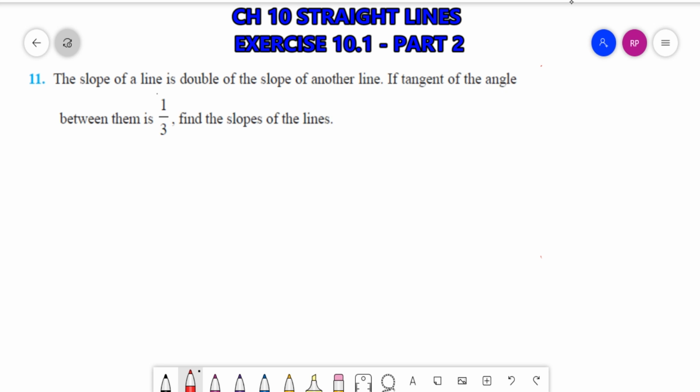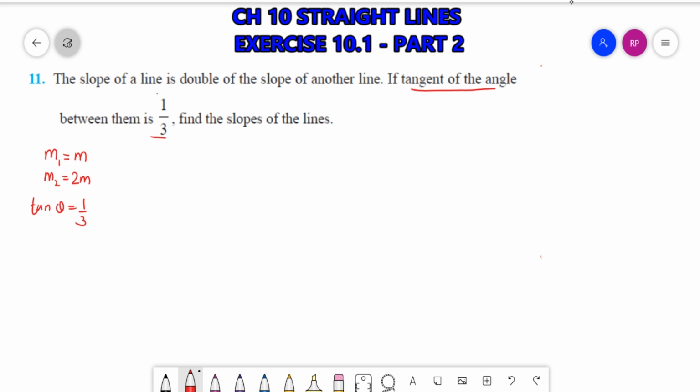Question number 11. The slope of a line is double of the slope of another line. If tangent of the angle between them is 1 by 3, find the slopes of the line. Now see here it is given that the slope of one line is double the other. Means if I take m1 equal to m, then m2 will be equal to 2m. The tangent of the angle between them is 1 by 3, so if theta is the angle between L1 and L2, then tan theta will be equal to 1 by 3. Now you have to find out the slopes of the line, means you have to find out m1 and m2.